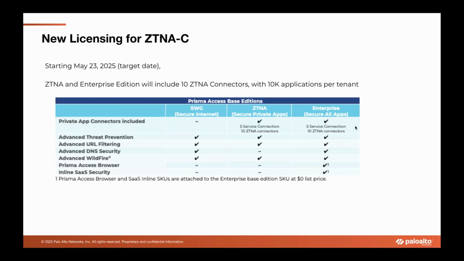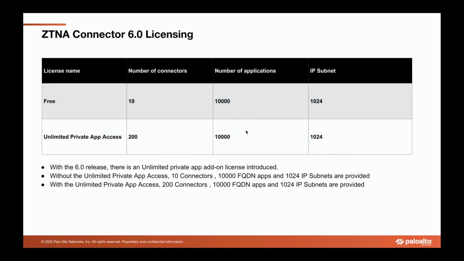So here we can see there are only 2 cases now. It is pretty simplified. If a Prisma Access customer does not have any unlimited private app add-on license, we will give them 10 connectors for free with 10,000 applications and 1,024 IP subnets. And if they need more than 10 connectors, they would have to buy the unlimited private app add-on license SKU, which gives them access to 200 connectors and 10,000 applications. We would still provide them access to the 10,000 applications and 1,024 IP subnets.